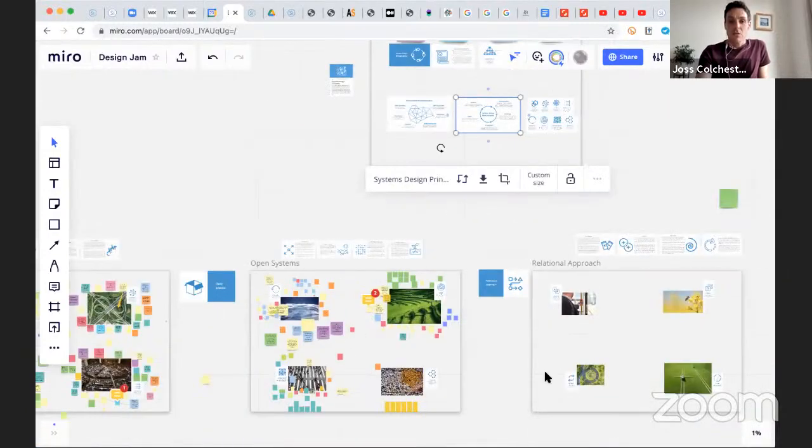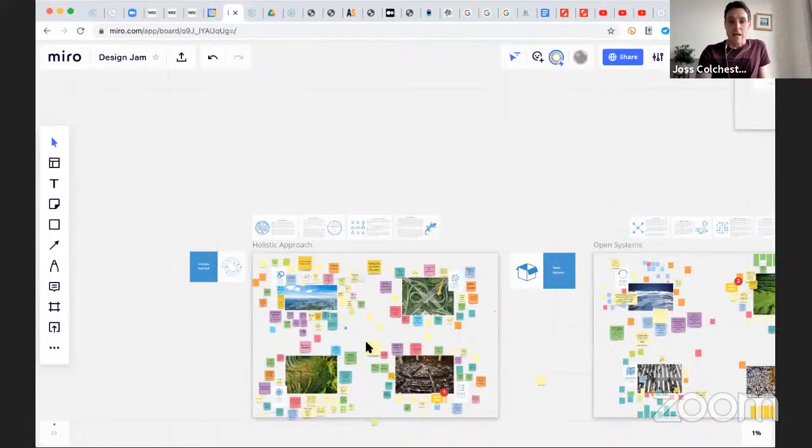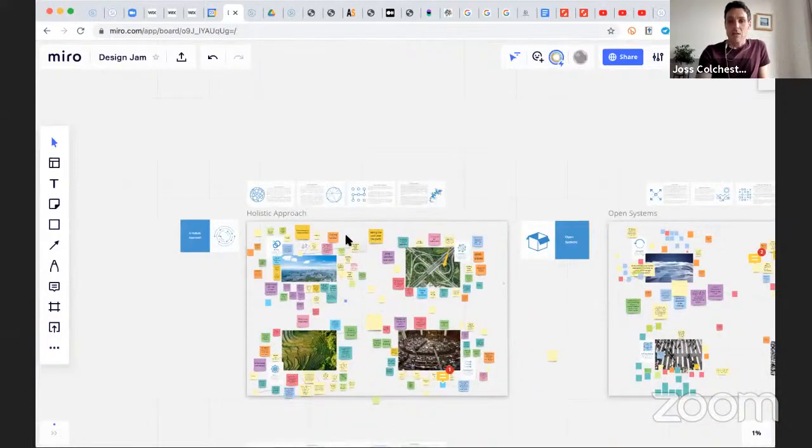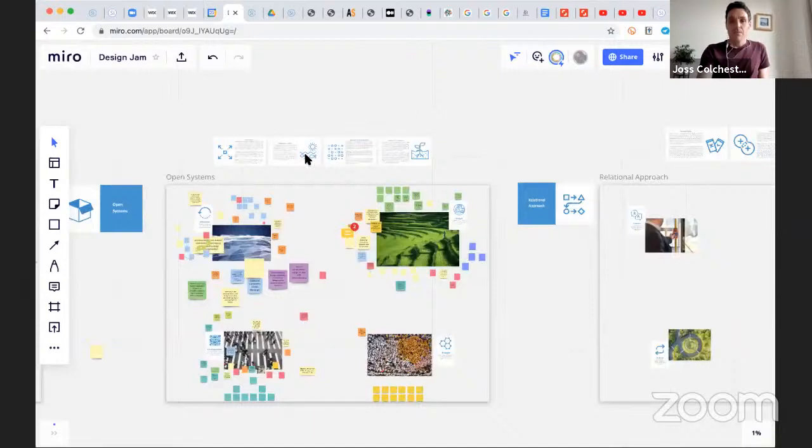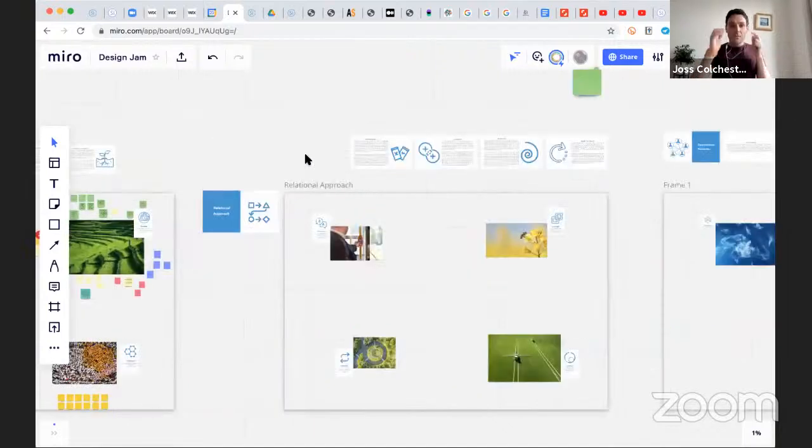The first one was around holism. You can see it here. Had a great discussion. Last time we talked about open systems. And today we're going to look at relational paradigm. I'm sure some of you are aware, systems thinking is a relational way of looking at the world. We're thinking more about the relationship between the parts rather than the parts and the properties of the parts themselves.